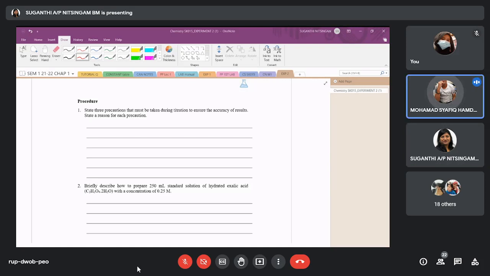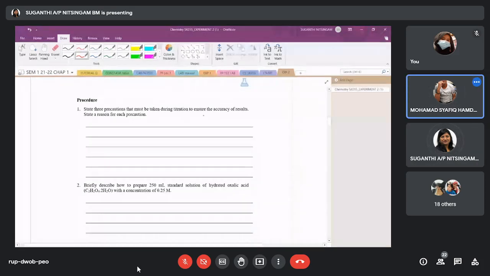Because when we need 250 ml, 250 ml. What's your concentration? Concentration of what are you preparing? Oxalic acid. So you are going to prepare oxalic acid. So how do you determine its mass? What's the formula? What's the formula?